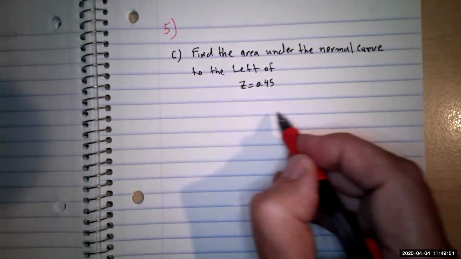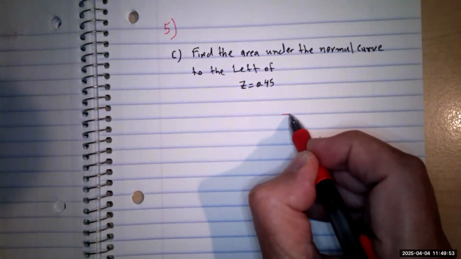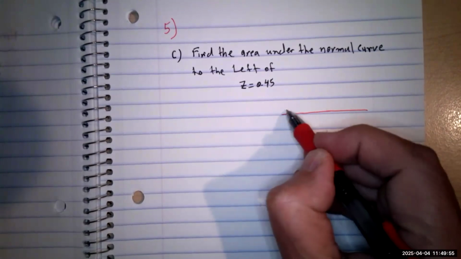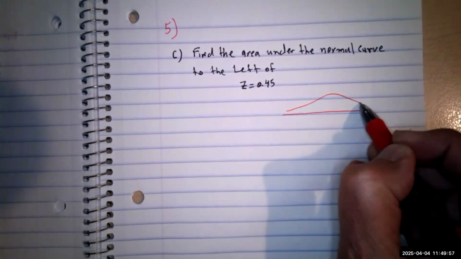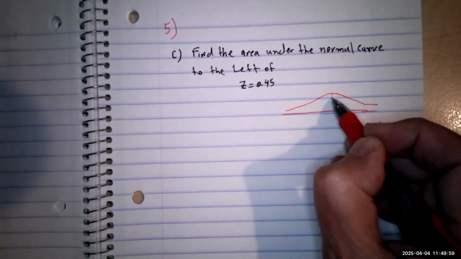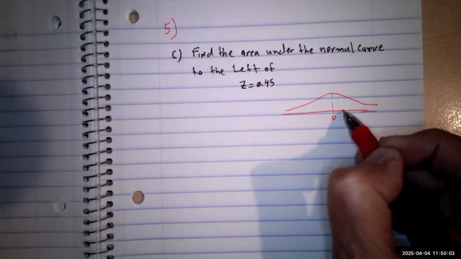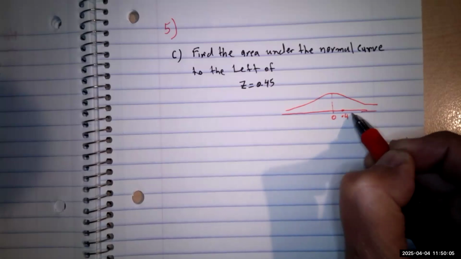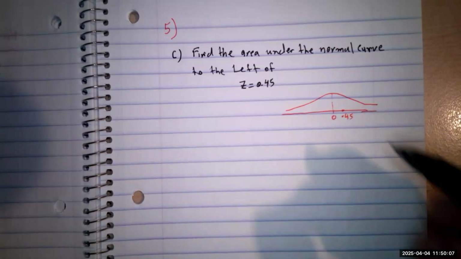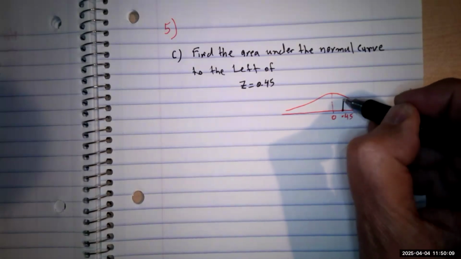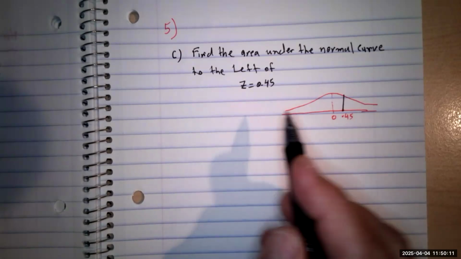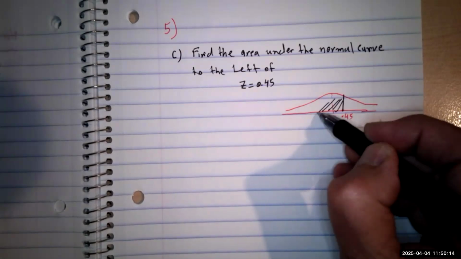Okay? So the solution is going to be, you get a normal curve. This is going to be your curve. The center is 0, so this is going to be 0.45. You get the line here. Area to the left. Area to the left is this.